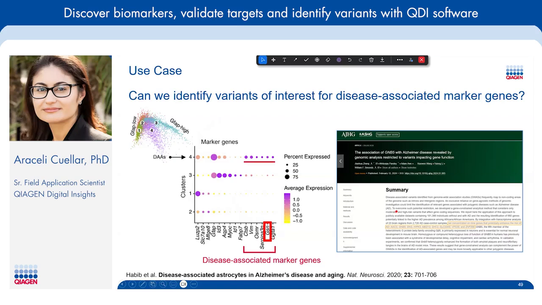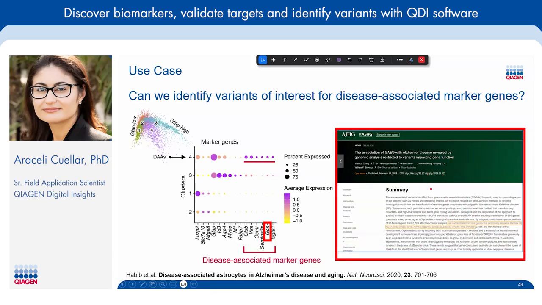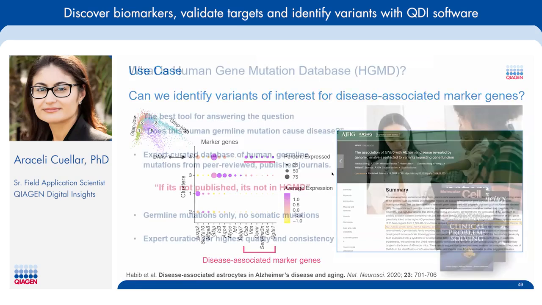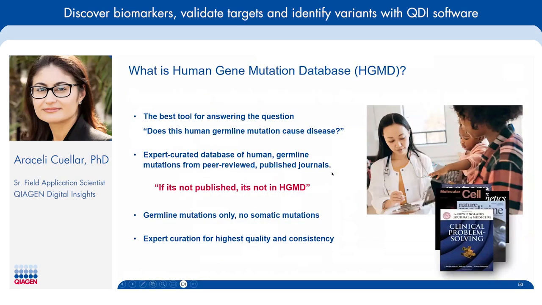Now, it's also one of the 9 risk-associated genes for Alzheimer's disease based on this GWAS paper. And so what you want to do is you want to know if there are any variants in GSN that may be interesting. And so what is the Human Gene Mutation Database? And so it is an expertly curated database of human germline mutations coming from peer-reviewed published journals.